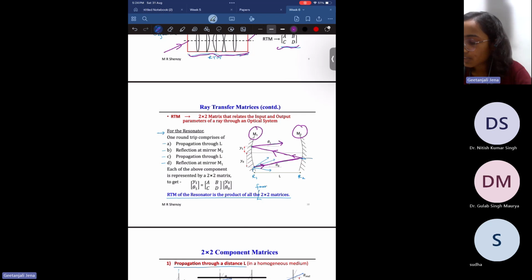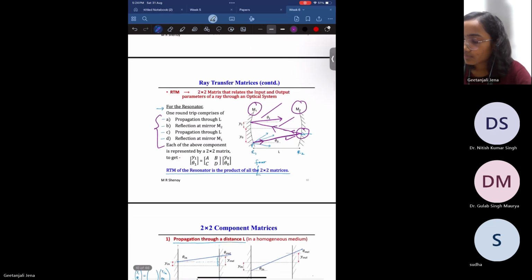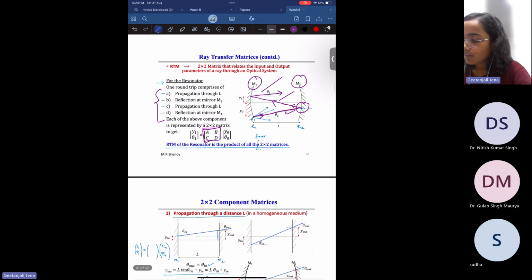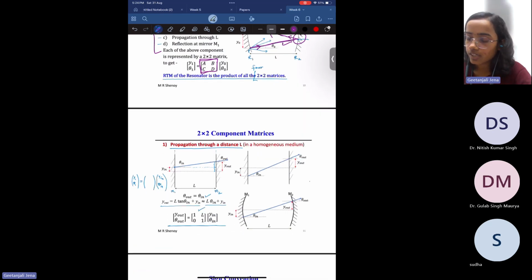So after one round trip, we'll see the light propagates through the length, that is this path, then gets reflected, then again propagates through the length, then gets reflected from here, right? So now this propagation and reflection, you can define the whole behavior as A, B, C, D. So let us see one by one. So first one is the propagation matrix. When the ray propagates, how the y and theta evolve during the propagation of the ray in this mirror resonator. So if you see the first one, it's a plane mirror resonator.